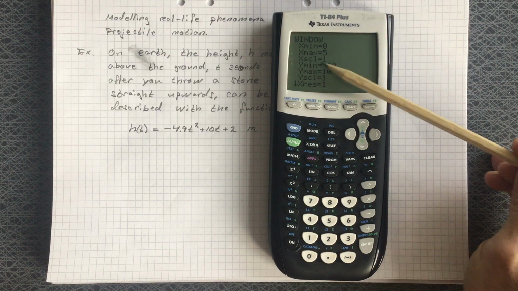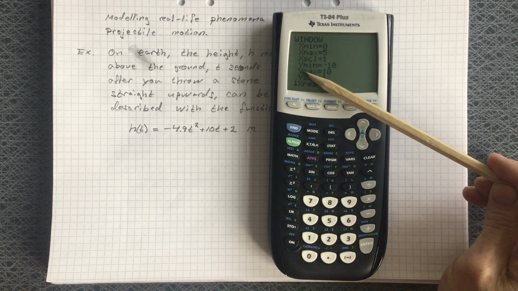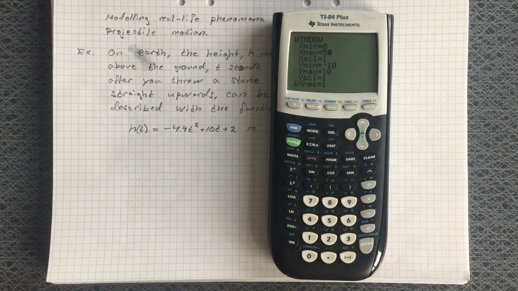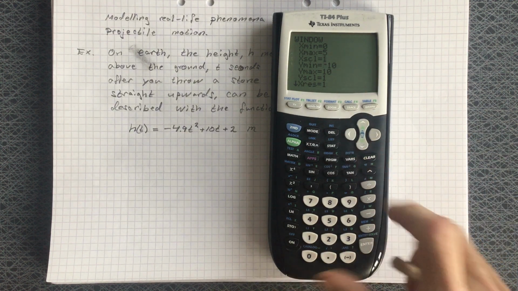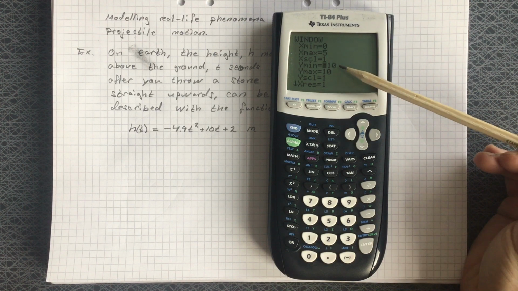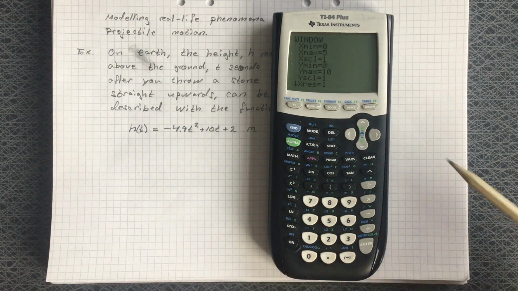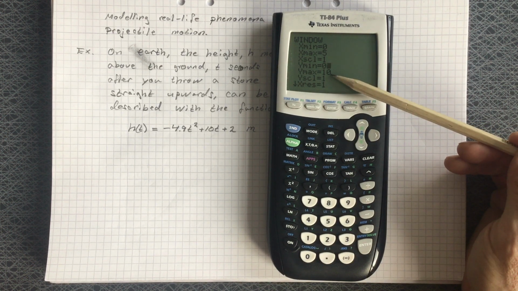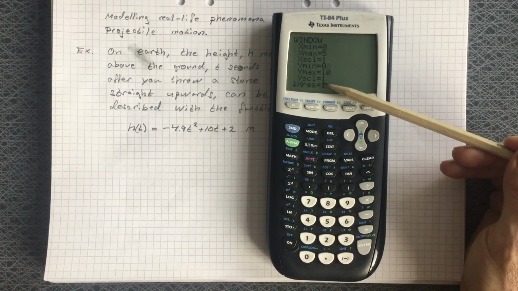The scale is 1 second. Why min? Why minimum? Well, it can't be negative values. That would imply that it's below the ground. In this case, it can't be, so I choose 0. The maximum height, 10 meters? Well, it could be. I don't know. The scale and XRES, I'll let it be 1 here.